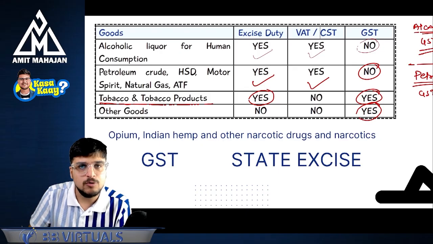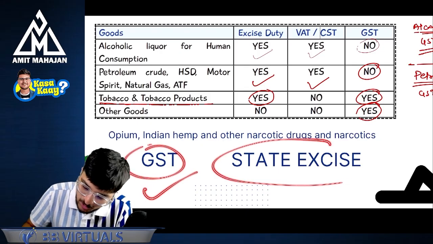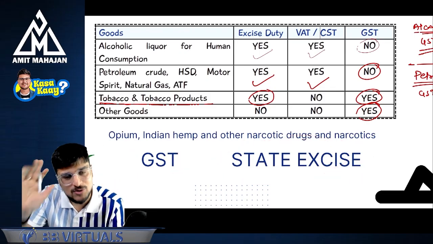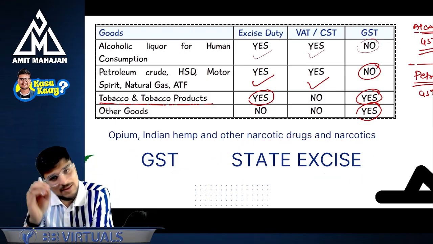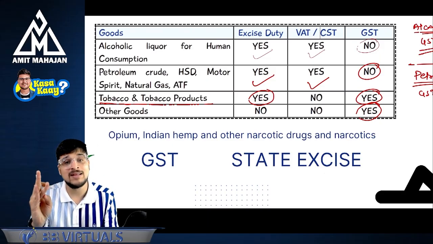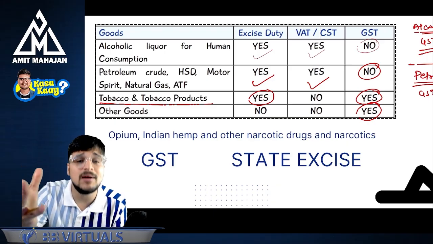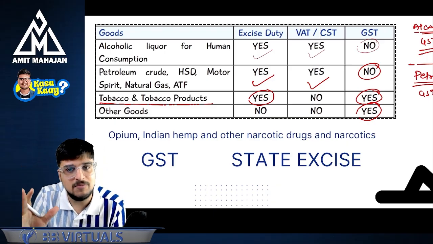Opium, Indian hemp, other narcotic drugs, which is your favorite, right? You consume this, right? Okay. So on that, GST will be applicable, but along with that, state excise is also applicable. But since this is not allowed, this is illegal, it does not matter for the government.